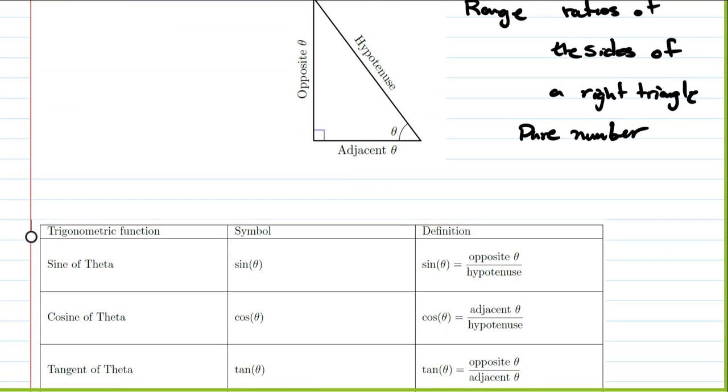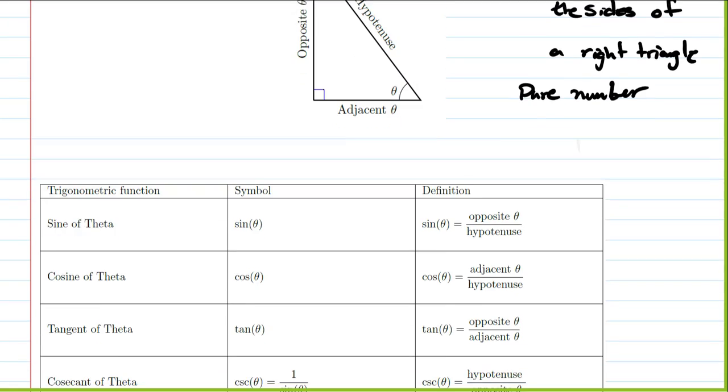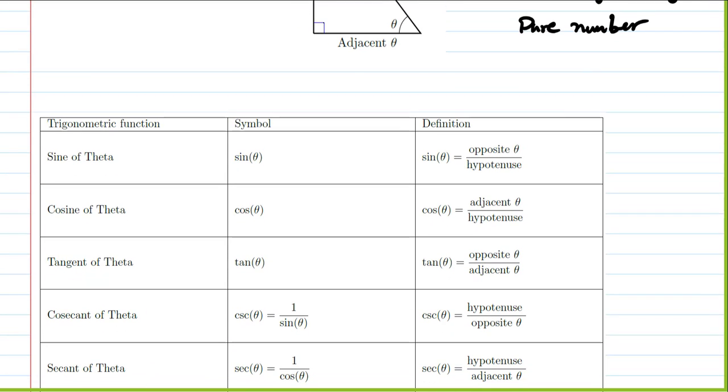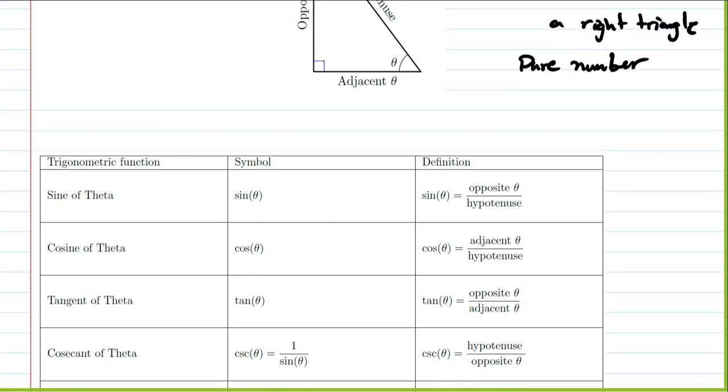So talking about our anatomy here, we have our angle theta. The opposite side is going to be the side across from the angle theta. Adjacent is going to be the side of the triangle next to the angle theta. And the hypotenuse is always the side across from the right angle. So by definition, our sine of theta is going to be opposite over hypotenuse.